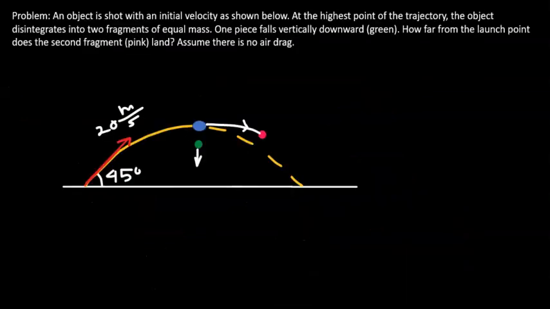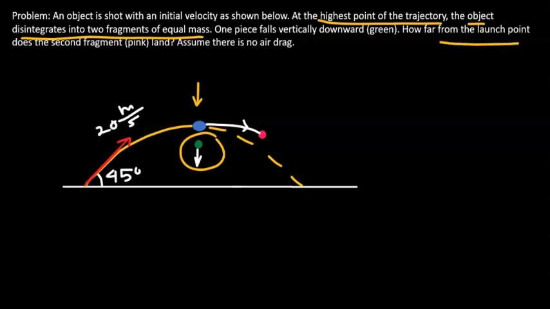Problem 2. An object is shot with an initial velocity as shown below, namely 20 meters per second, and the projection angle is 45 degrees. At the highest point of the trajectory, namely here, the object disintegrates into two fragments of equal mass. One falls vertically downward, so the green fragment drops vertically downward. How far from the launch point does the second fragment, the pink one, land? Assume there is no air drag.